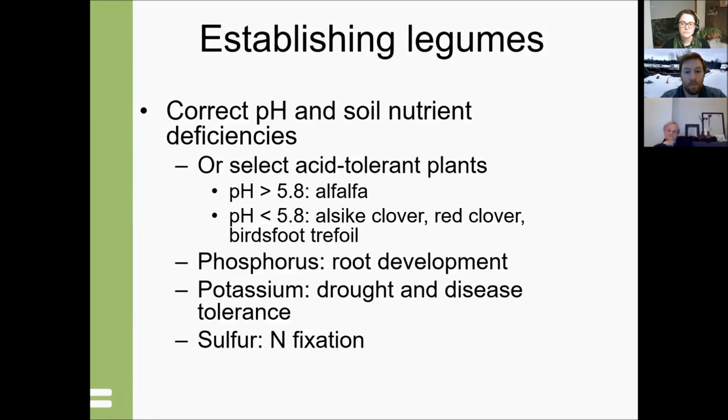Phosphorus is used by plants for root development, so something you might want to correct. I have seen some soil samples from the interior that are a little low on phosphorus. Potassium is used by plants for drought and disease tolerance, and then sulfur is used in nitrogen fixation. It's actually a part of the protein molecule that the plant is making.